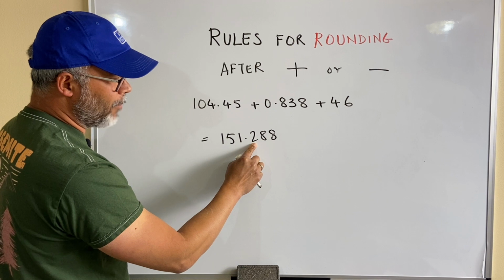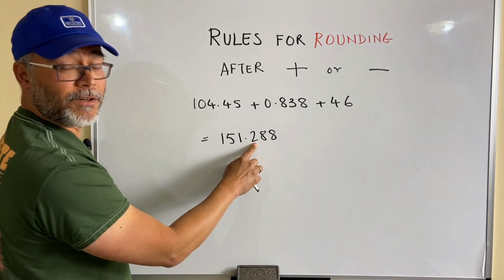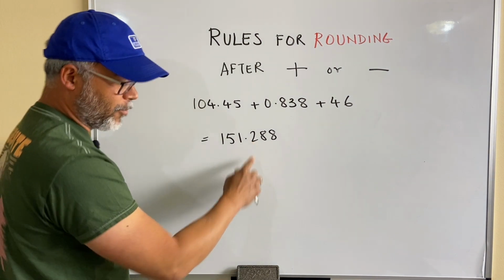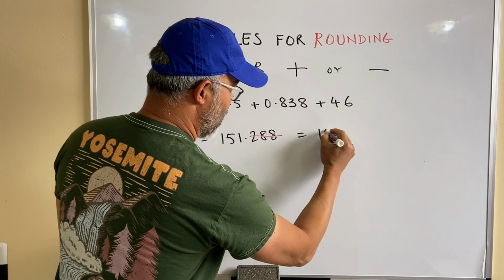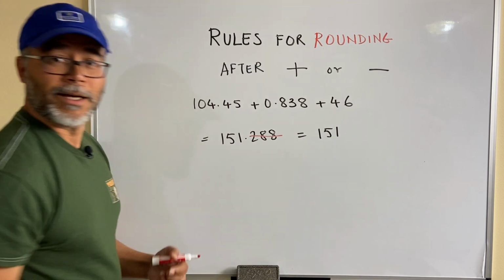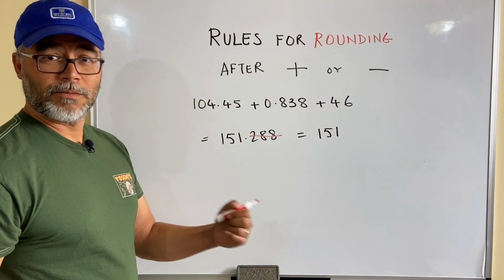Therefore, if we drop everything out here, because the first digit is a 2, which is less than 5, therefore indeed the rule is to drop it. So therefore this is going to be 151, and there you have it. That's your answer, correctly rounded.